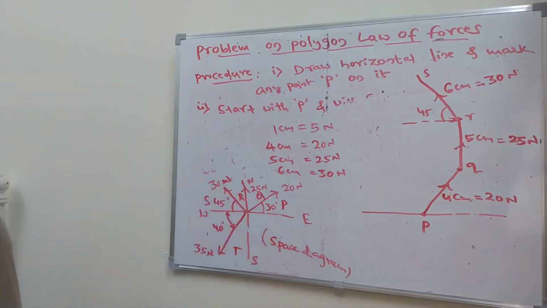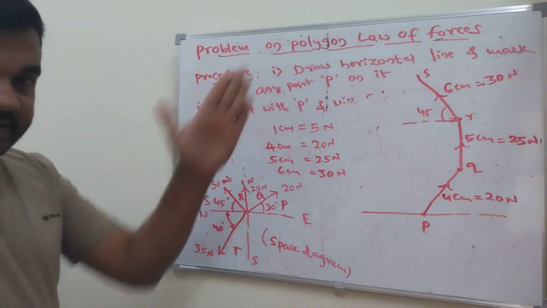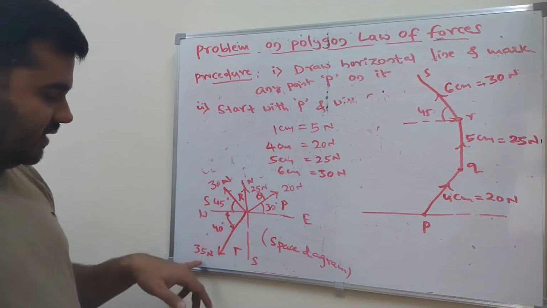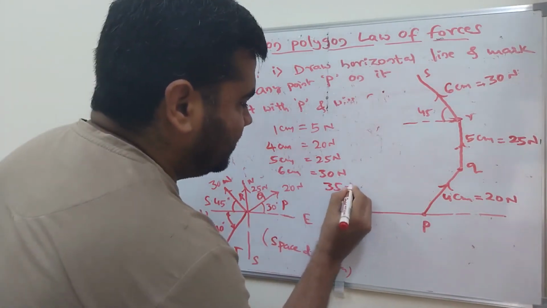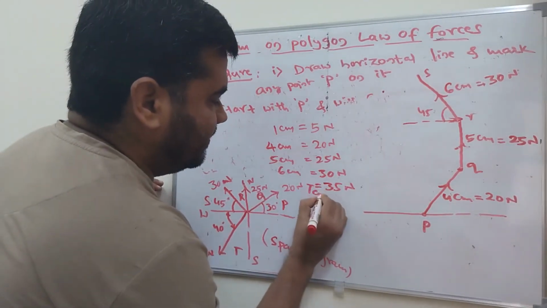Now come to the fourth force. Fourth force is like this. With respect to horizontal, it is 45 degrees. First convert: what is the magnitude? 35 Newton. 35 Newton is how many centimeters? That is 7 centimeters.